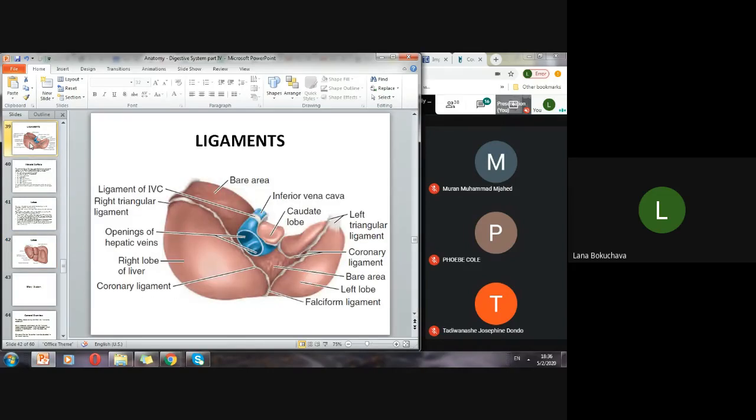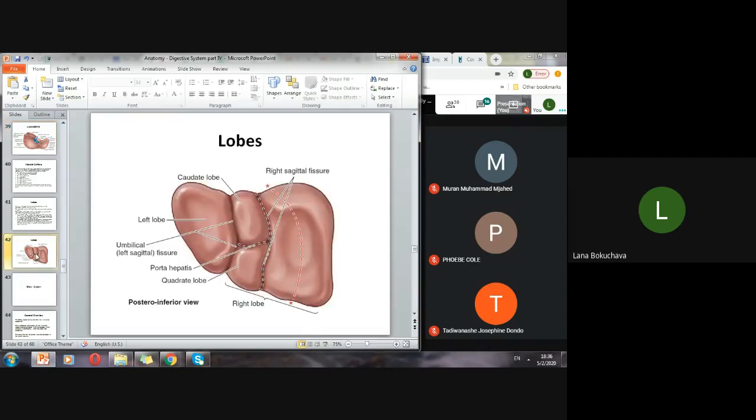Although I don't have it here, unfortunately, there is a small band of connective tissue in this case. So you can see here the part of the quadrate lobe. That's how the quadrate lobe looks, and the part of the caudate lobe. So as we said, the caudate lobe is interesting. And why?